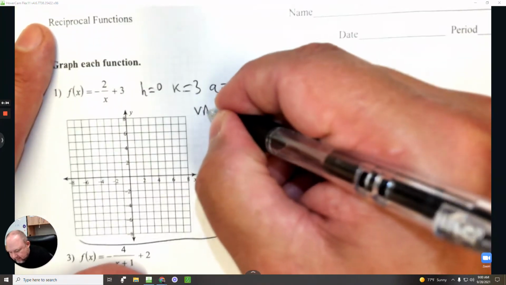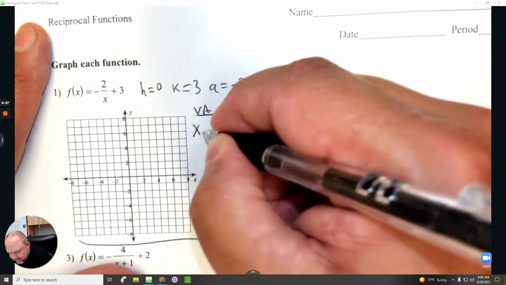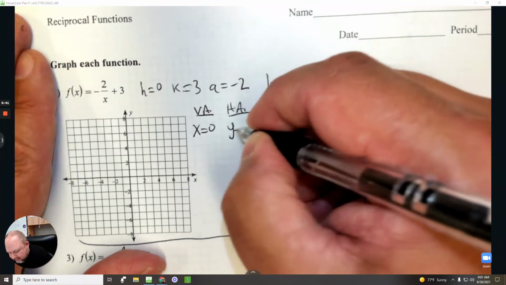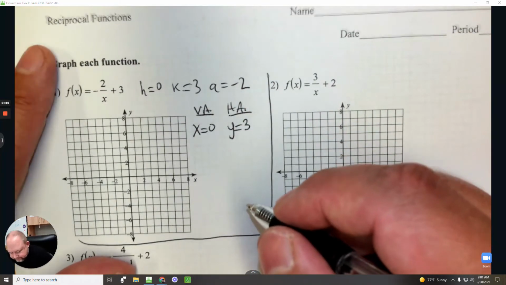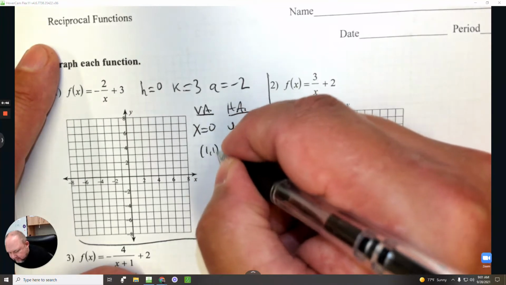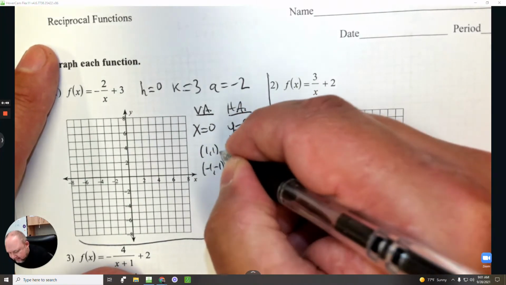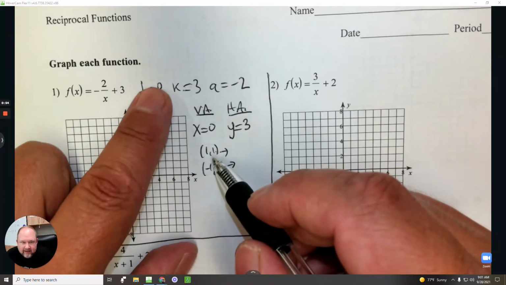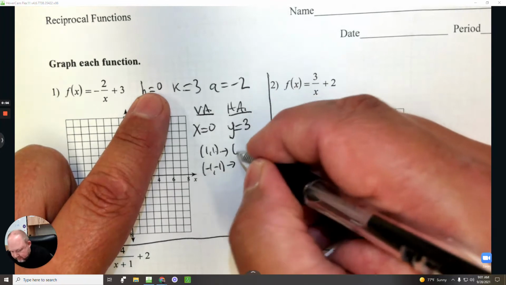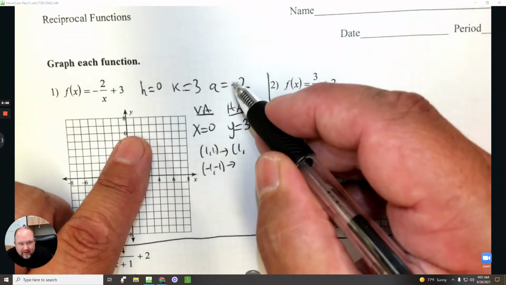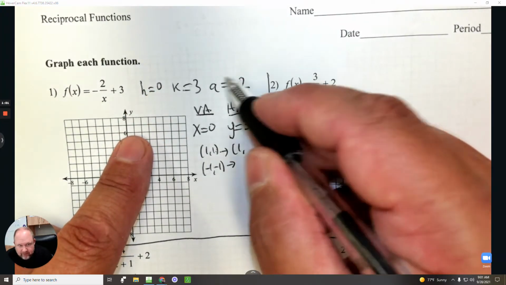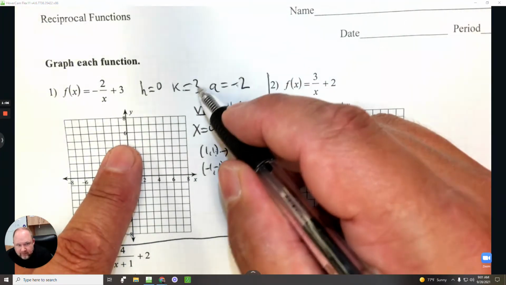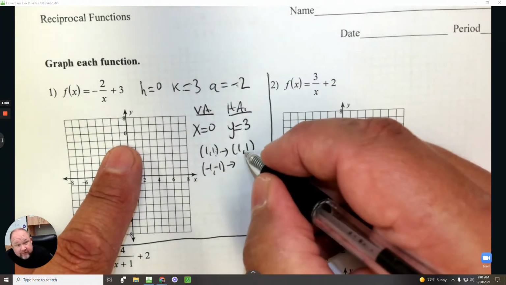So what is our vertical asymptote? It's x equals 0, what h is. Our horizontal asymptote is y equals 3, what k is. The points that we're going to change are 1, 1, and negative 1, negative 1. So if I take 1, 1, to the x, I'm going to add 0, so it stays the same. To the y coordinate, I'm going to multiply by negative 2 and add 3. So 1 times negative 2 is negative 2, plus 3 is 1. It's actually stayed the same.